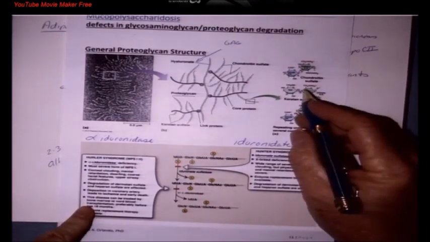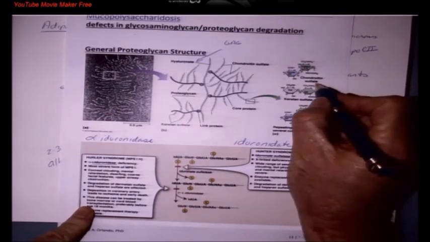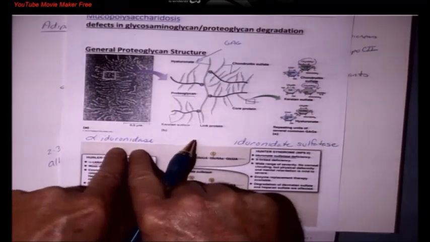So one enzyme cleaves the sulfate groups off, and a good example is right here. There's a sulfate group, there's another one. And then the other one will cleave off the iduronic acid. We do not have an example of iduronic acid in this figure, but it's just a hexose structure. So again, deficiencies in these enzymes will lead to an accumulation of this structure in the lysosome and a storage disease.